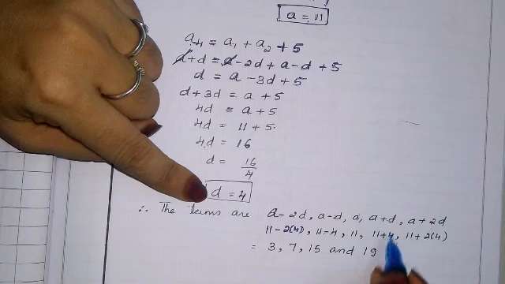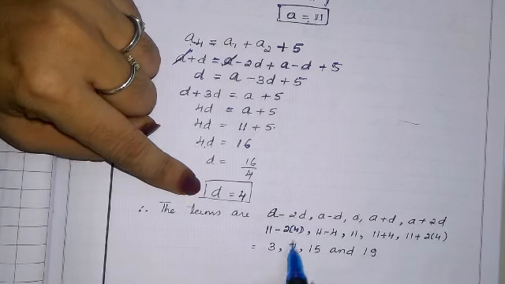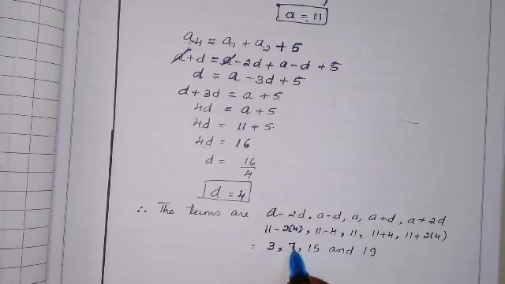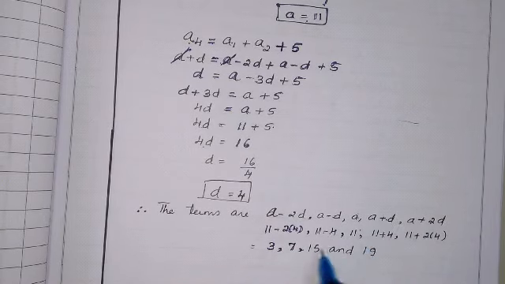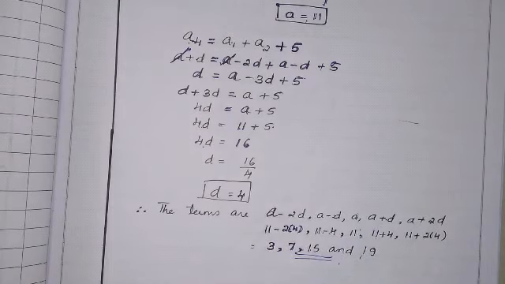A value is 11 plus 4. 11 plus 2 into 4. So 11 minus 4 twos are 8. 11 minus 8 is 3. 11 minus 4 is 7, comma, 11 plus 4 is 15, and 11 plus 4 twos are 8, 11 plus 8 is 19. So these are the values, the 5 terms.